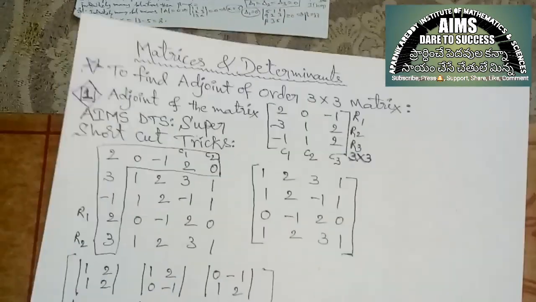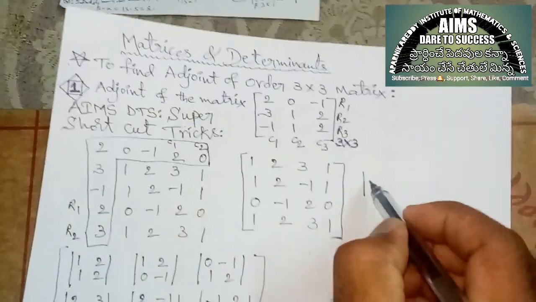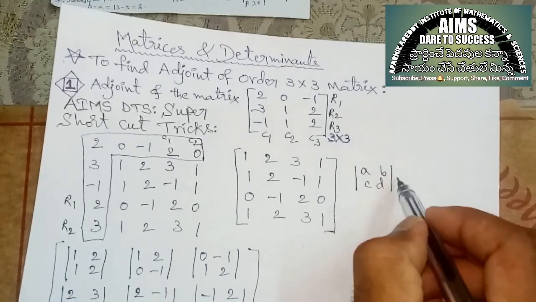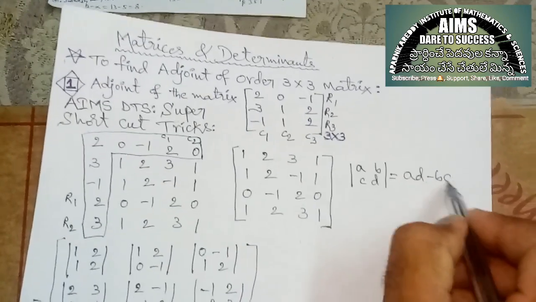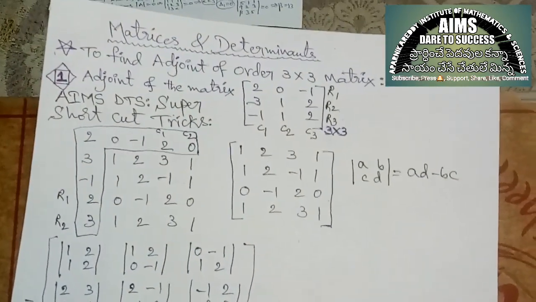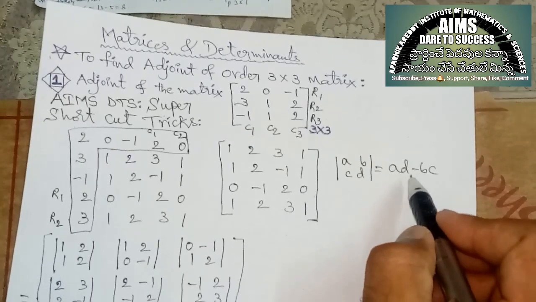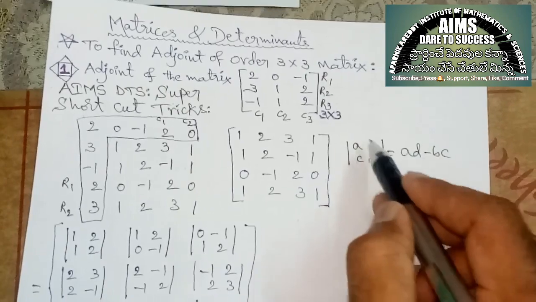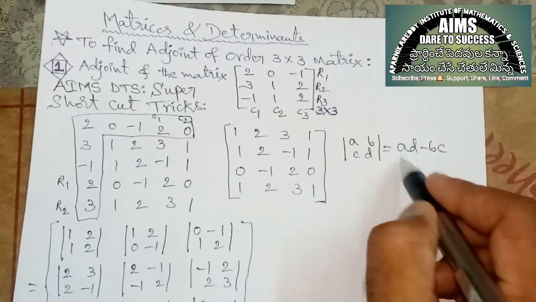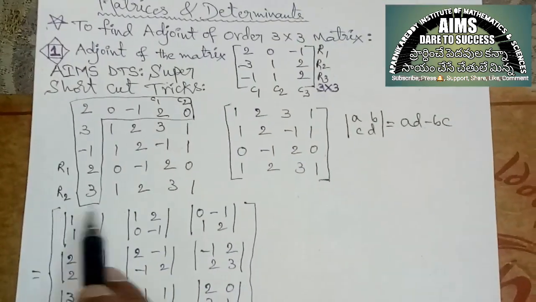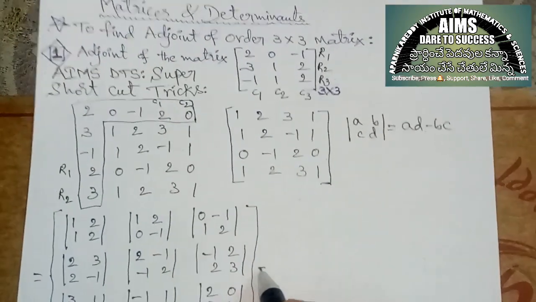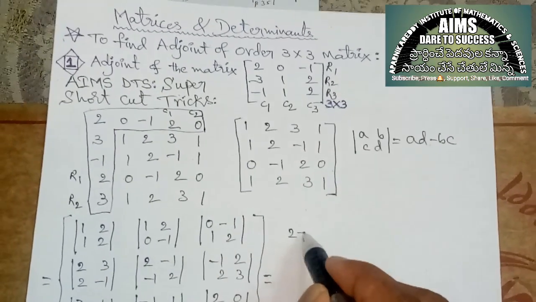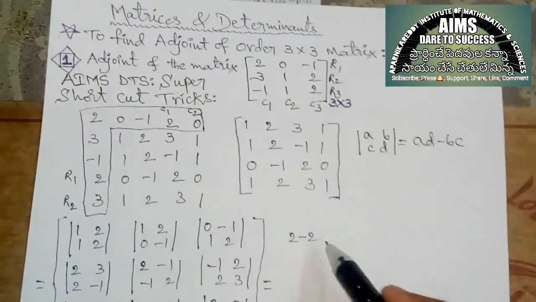After that, one small logic I have already discussed in the previous video. If you have any doubt, you can check the shortcut trick from the playlist, the link is in the description box. Mod of A B C D of order 2 by 2, the formula is AD minus BC. Like that you can apply here also. AD minus BC, 1 2s are 2, minus 1 2s are 2.